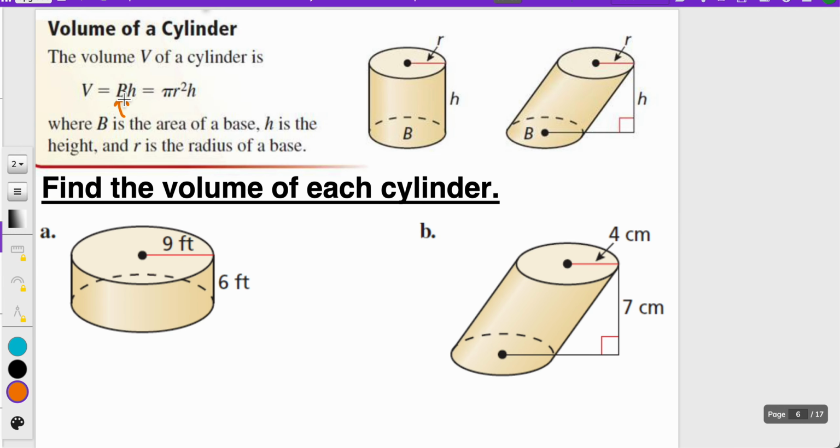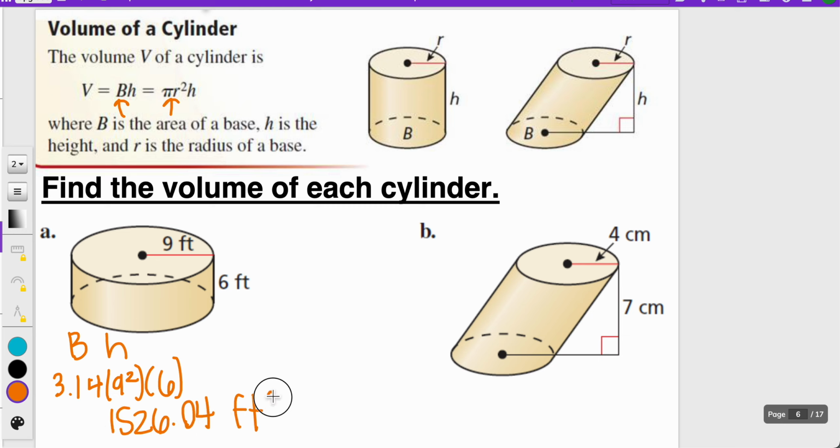It's area of the base times height, but this time your base is a circle. So for letter A, we would start with area of the base, which is our circle, times the height. So that is pi times 9 squared times 6, and we should get about 1,526.04 cubic feet.